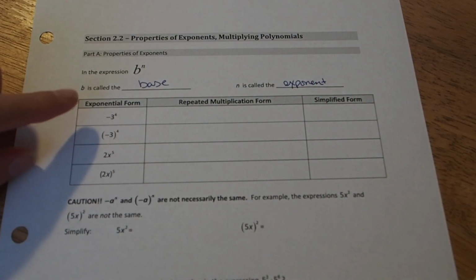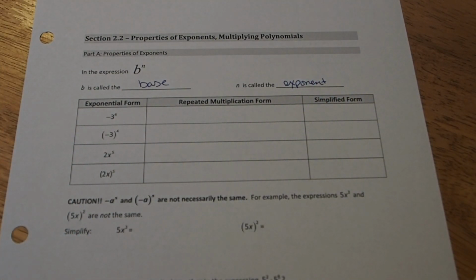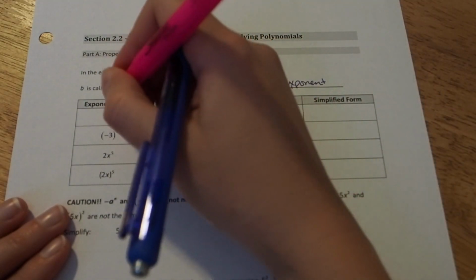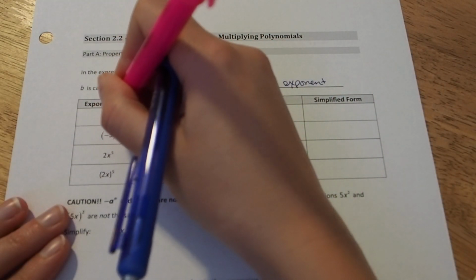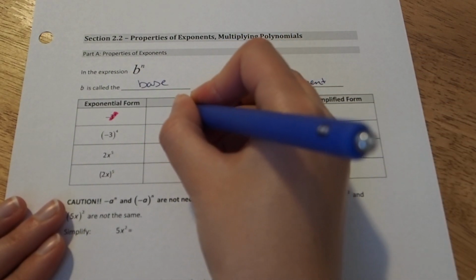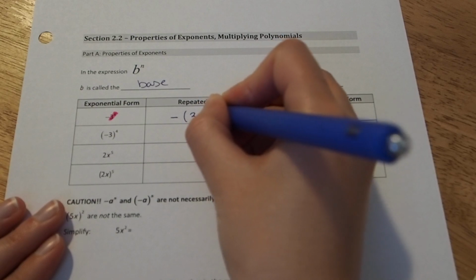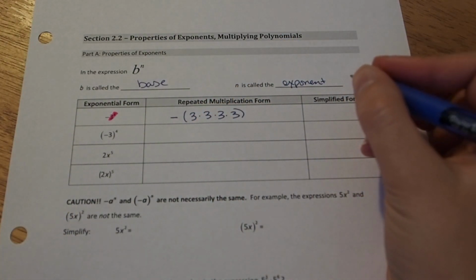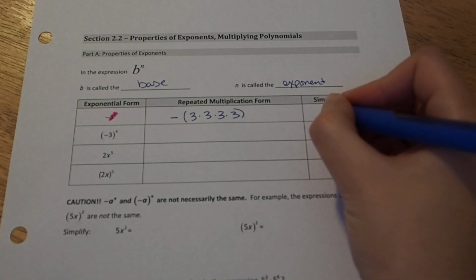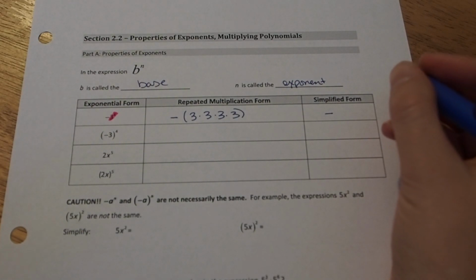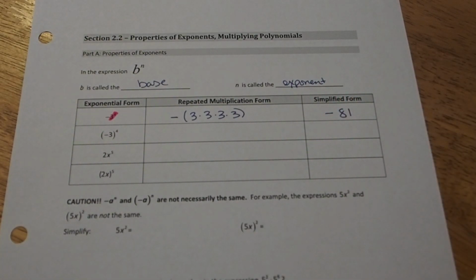We're going to write a few things that have been written in exponential form in repeated multiplication form, and then we're going to simplify them. So when you see something like negative 3 to the 4th, that 4th power is just on the 3. So in repeated multiplication form, this would be negative 3 times 3 times 3 times 3. So there is one negative and 4 3s repeated. So in simplified form, this would be negative 3 times 3 is 9 times 3 is 27 times 3 is 81. So negative 81.